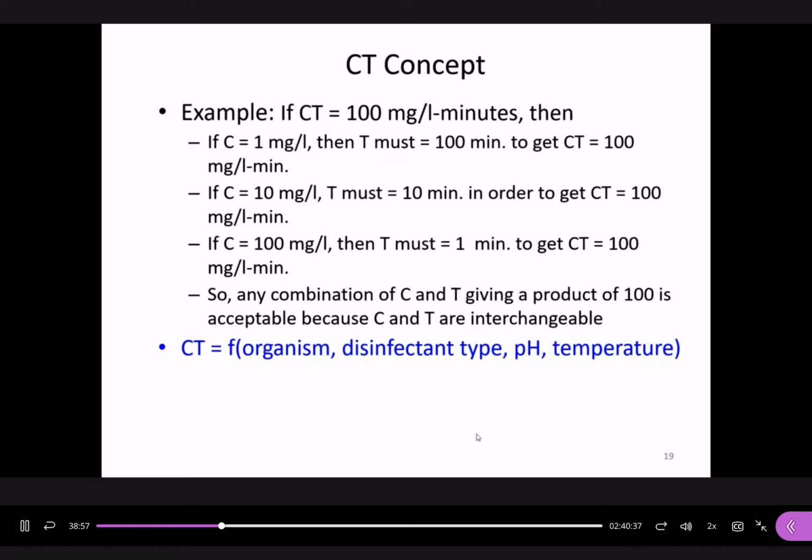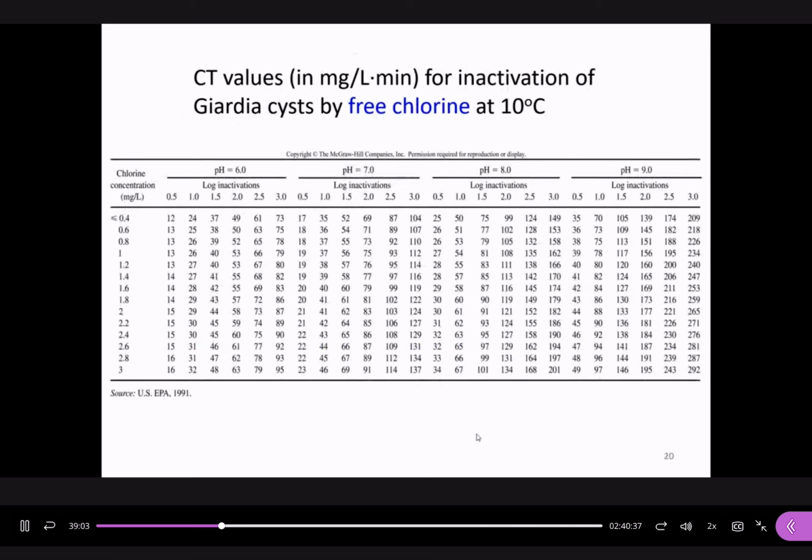CT value is a function of organism, disinfectant type, pH, and temperature. Look at this table: CT values for inactivation of Giardia cysts by free chlorine at 10 degrees Celsius. What variables do we have here? We have pH. We have chlorine concentration. We have log removal. We have then the required CT value. For example, if our water has a pH of 7, we want to achieve, say, 2 log removal. And then you need to look at the chlorine concentration. You need a different CT value.